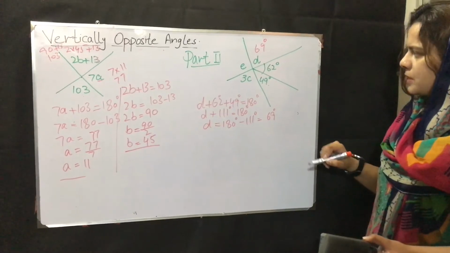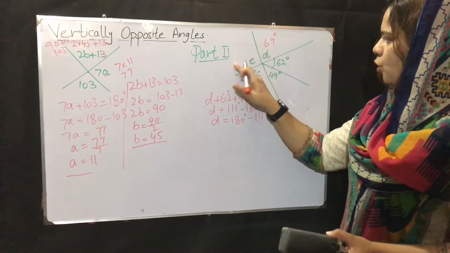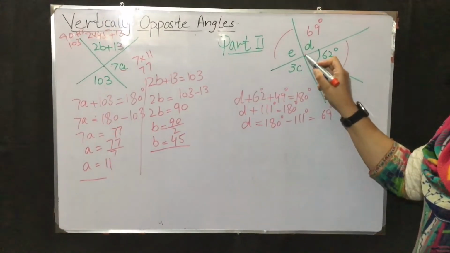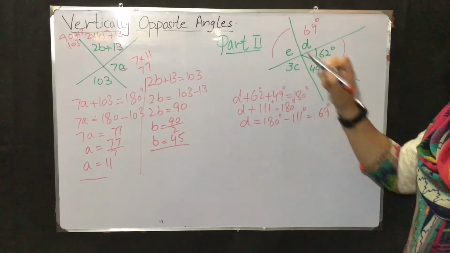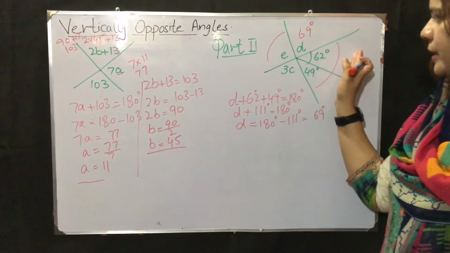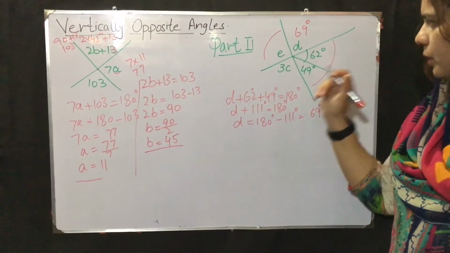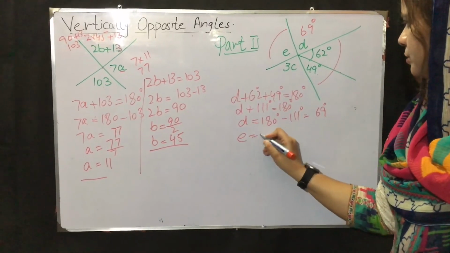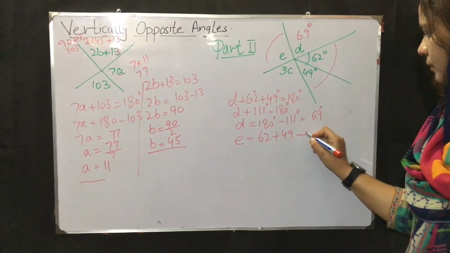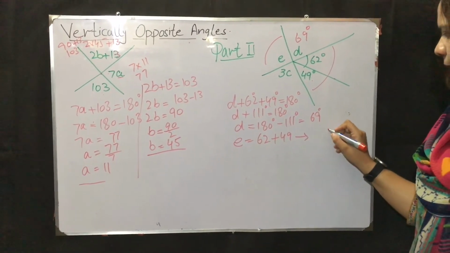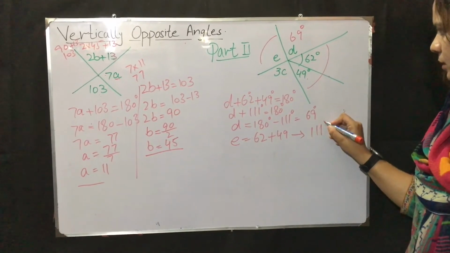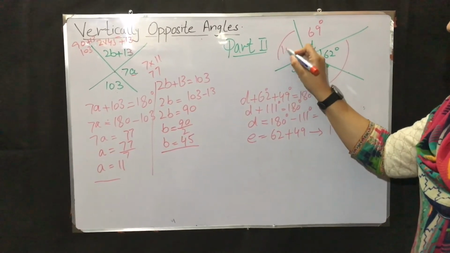Now you need to observe one thing, that this whole portion is equal to this whole portion, because this angle is divided into two parts and then we will get E. To find the value of E, we need to add these two because vertically opposite angles are equal. So E is equal to 62 plus 49. 9 plus 2, 11, and 1 and 1, 11. So this value is 111 degree.